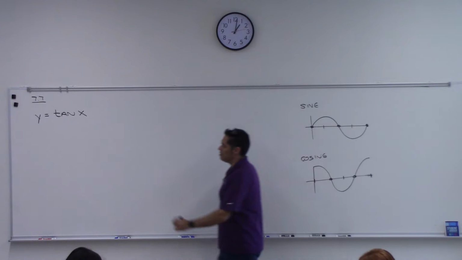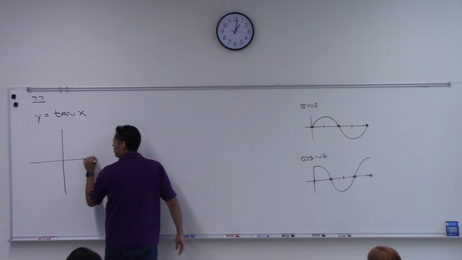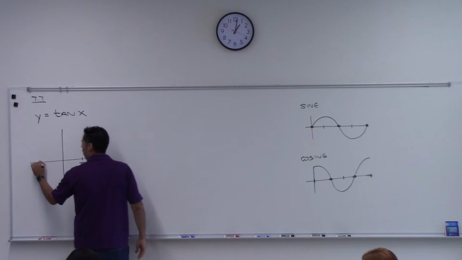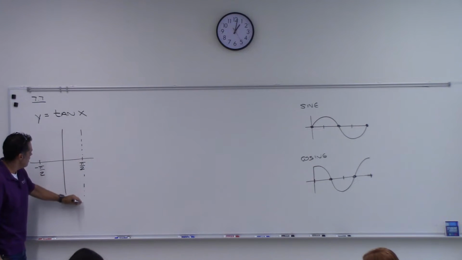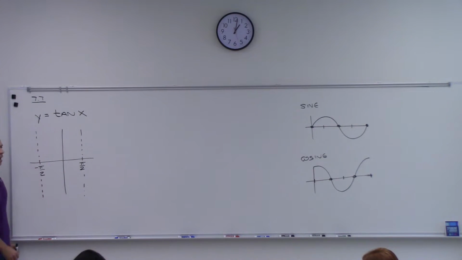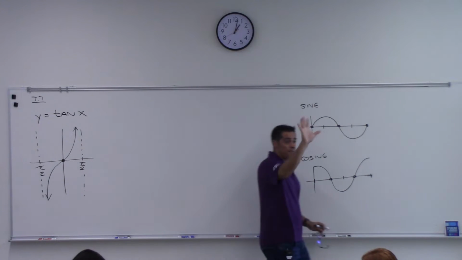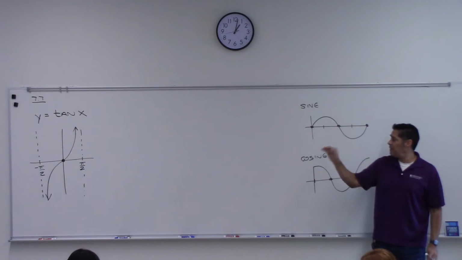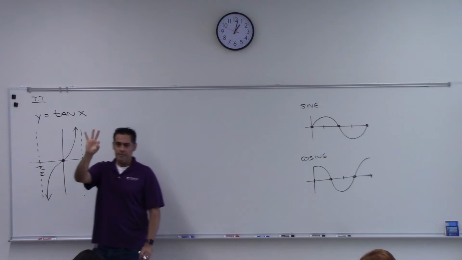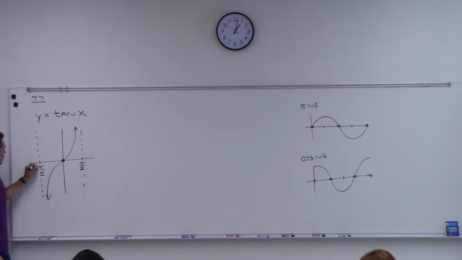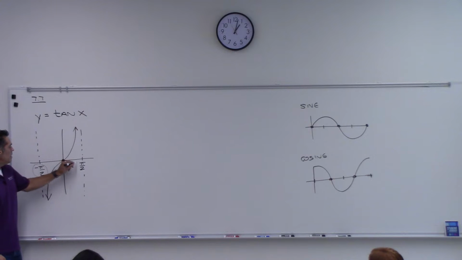For tangent, what we need to know is that all tangent functions look like this. They have vertical asymptotes all over the place, but the ones we're most concerned with are at pi over 2 and negative pi over 2, and the graph goes through 0 and then looks like this. If both sine and cosine have 5 important points for us to graph, over here we actually need to look at 3: what happens at negative pi over 2, at 0, and at pi over 2.